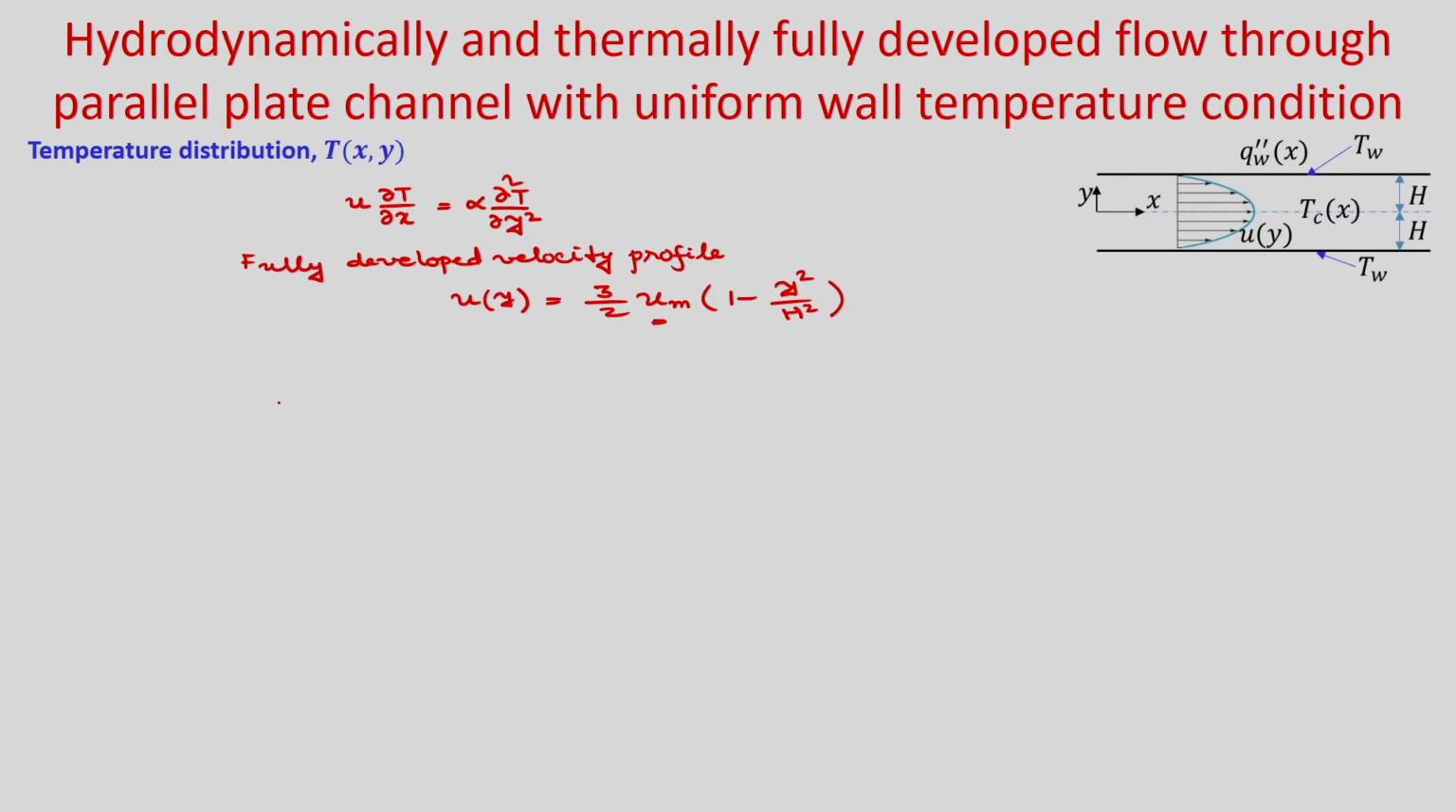So, if you put all these things in this energy equation, you will get 3/2 u_m (1 - y²/h²), then ∂T/∂x, which is θ dT_c/dx, is equal to α (T_c - T_w) d²θ/dy². So, now we will also non-dimensionalize the x coordinate and y coordinate.